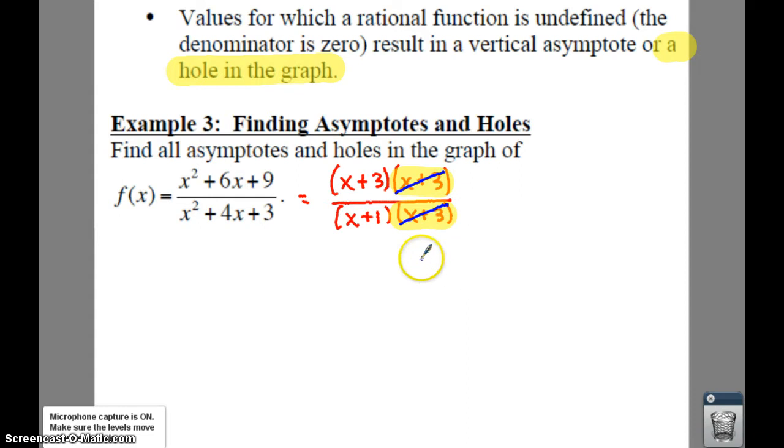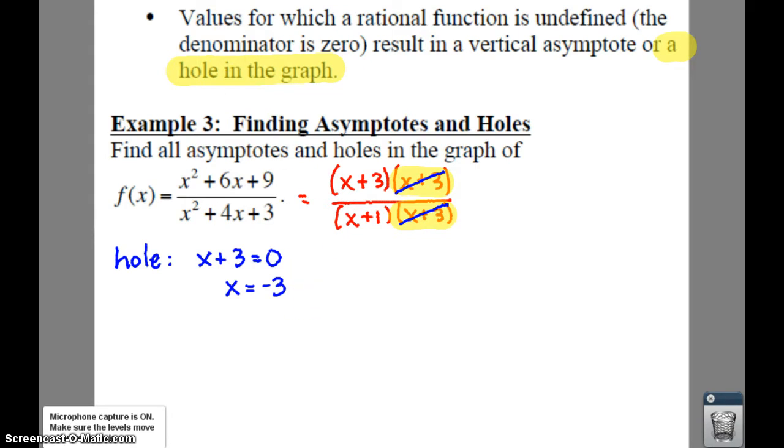Doesn't mean they go away. What that means is you're going to have a hole in your graph at x plus 3 equals 0, which means you're going to have a hole at x equals negative 3. Now that only occurs whenever you have a common factor on the top with a common factor on the bottom. So that is how you find where a hole is in your graph.